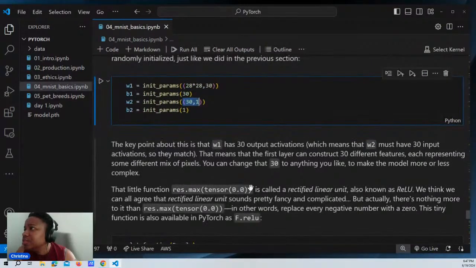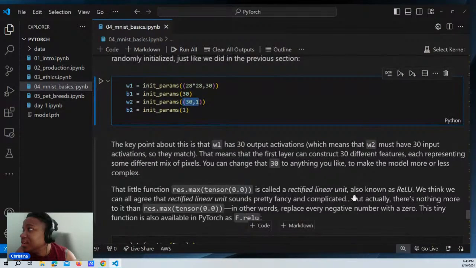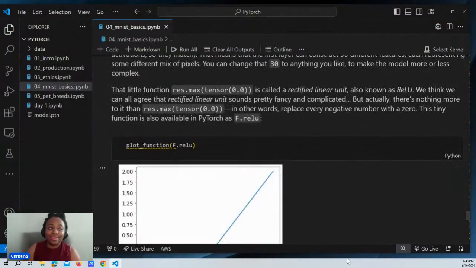And the max is called the, oh, it's rectified linear unit, ReLU, okay. And we can think and agree that a ReLU unit sounds fancy, but it's just replacing every negative number with a zero. There's actually a ReLU function. There's a whole math paper on it, I believe, but I haven't seen it in years.